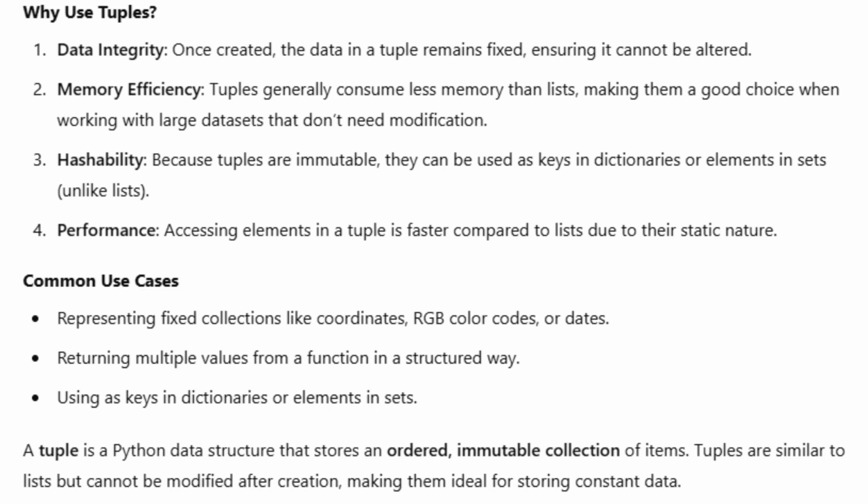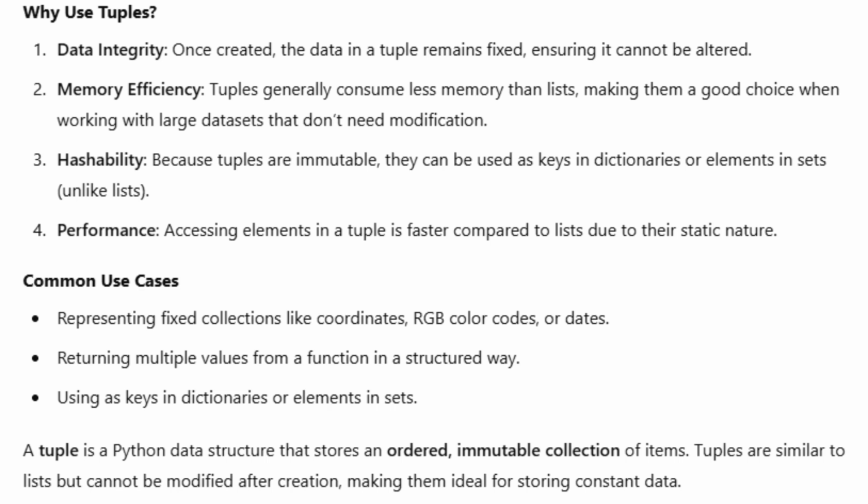Common use cases: representing fixed collections like coordinates, RGB color codes, or dates. Returning multiple values from a function in a structured way. Using as keys in dictionaries or elements in sets. A tuple is a Python data structure that stores an ordered, immutable collection of items. Tuples are similar to lists but cannot be modified after creation, making them ideal for storing constant data.